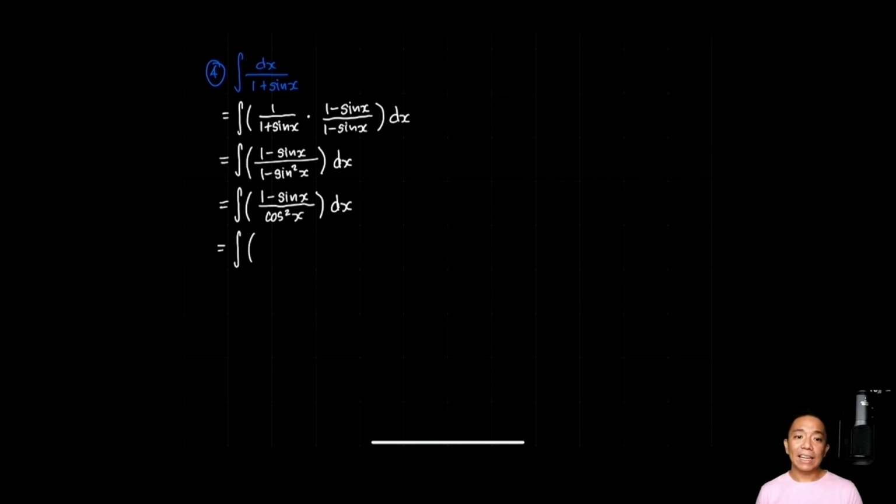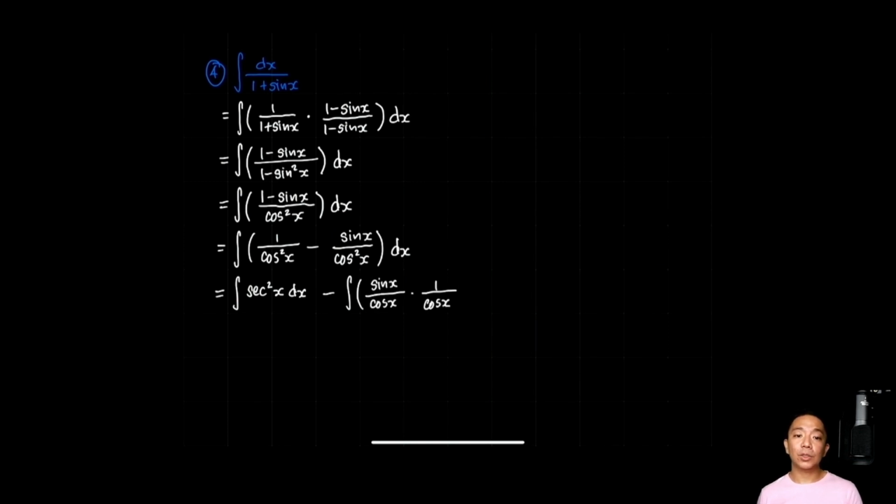Our next step is to distribute cosine squared x to the terms of the numerator. So now we have the general antiderivative of 1 over cosine squared x minus sin over cosine squared x. 1 over cosine squared x is secant squared x. We're getting closer. Again, I'm distributing the anti-differentiation operation to the terms. So, the antiderivative of sin x over cosine squared x.